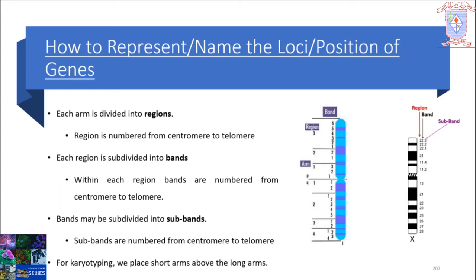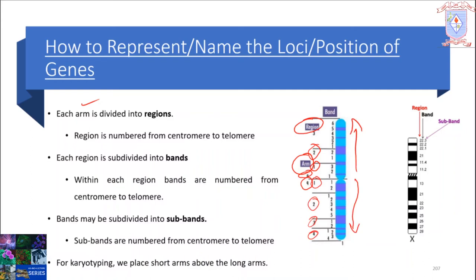Then how to represent or name the loci or position of genes? Here you can see the two arms of the chromosome, that is P arm and Q arm, and each arm is divided into regions and regions are numbered from centromere to the telomere. That is, here you can see first, second, third and fourth region, and it is numbered from centromere to the telomere.